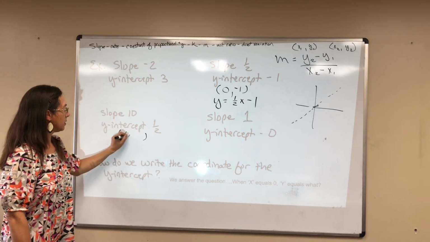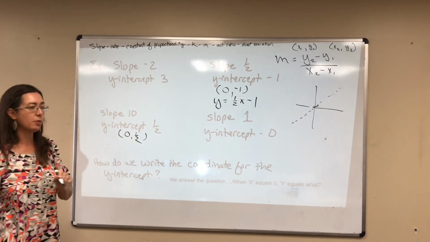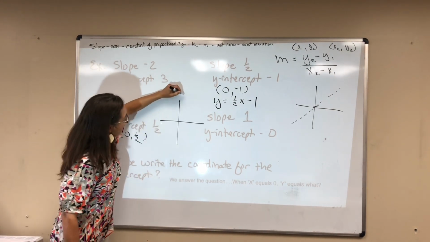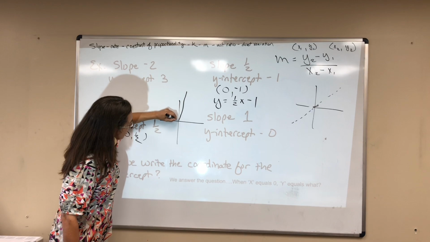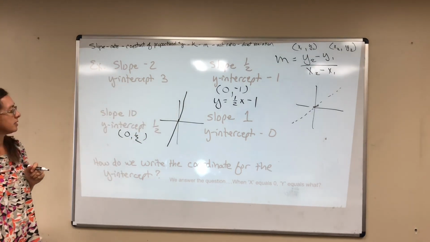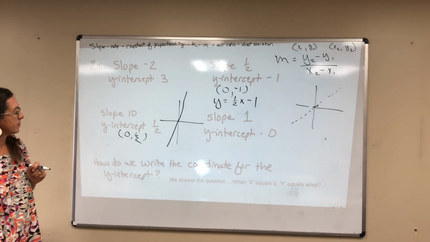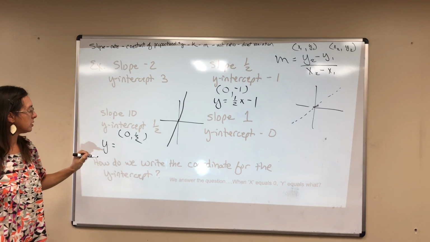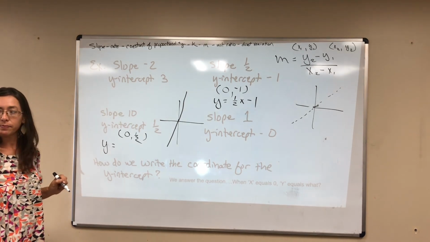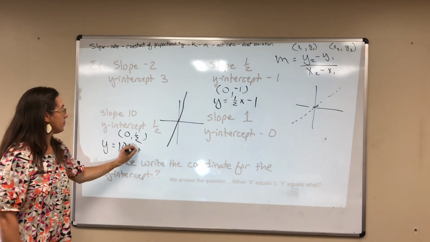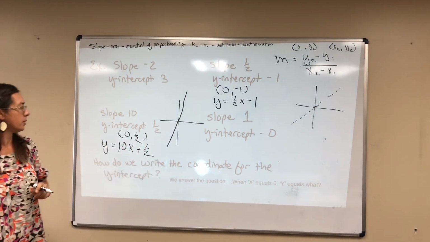Okay, what is the coordinate of our y-intercept here? Is it 0, 1/2? Perfect. 0, 1/2. Nailed it. Okay? So I have a really steep line through 1/2 right there. So if we write this, y equals what? Y equals 10x plus 1/2. Perfect. 10x plus 1/2.